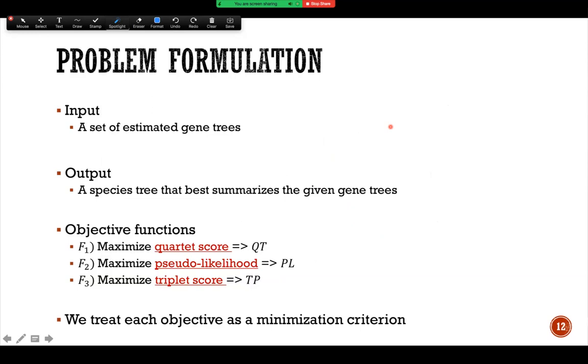In this study, we formulate the task of estimating a species tree as a multi-objective task. Here we are given a set of estimated gene trees, and we need to generate a species tree that best summarizes the given gene trees. To quantify the goodness of summarization, we simultaneously optimize three objective functions, which are quartet score, pseudo-likelihood score, and triplet score. In this study, we treat each of them as a minimization criterion.